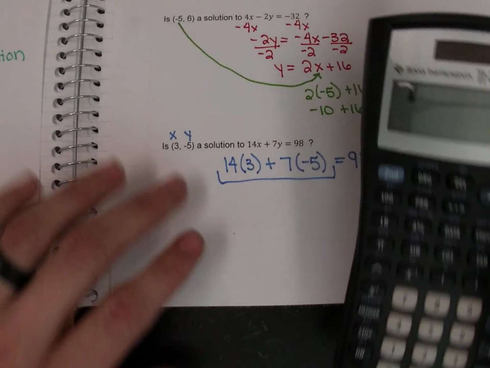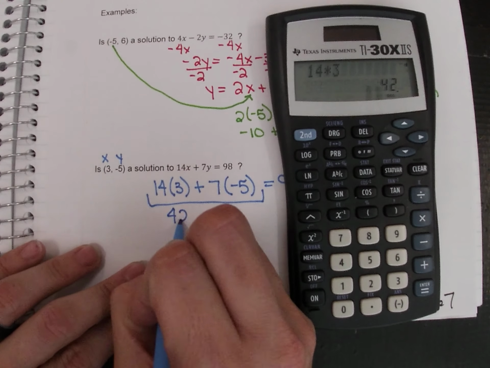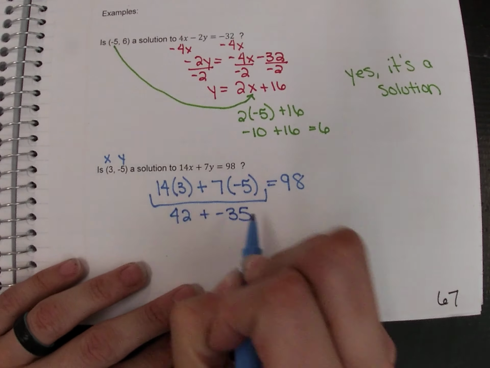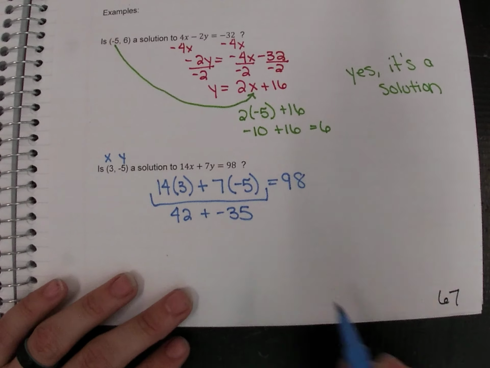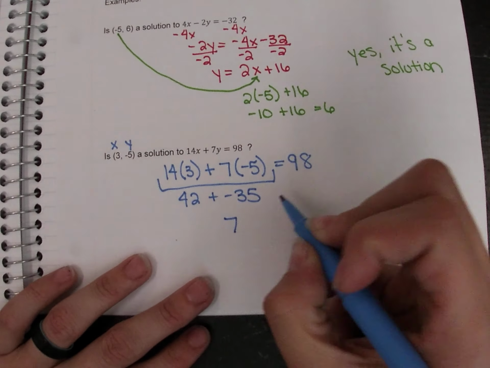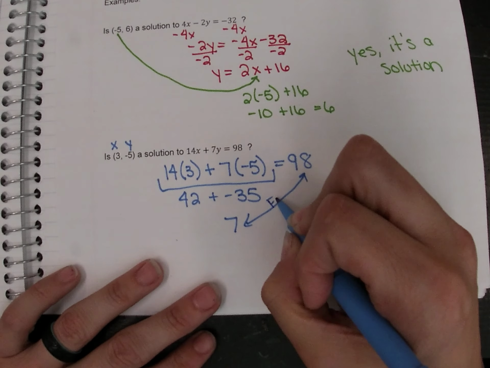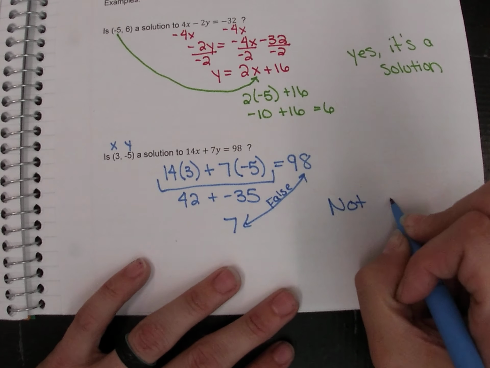This starts to be bigger numbers, so I'm going to use a calculator. So 14 times 3 gives me 42. You could plug it all in your calculator in one big long thing, plus a -35. Well, I can already tell that's going to be something smaller. So this gives me 7. Does 7 equal 98? No, right? This is a false statement, so we would say that this is not a solution.